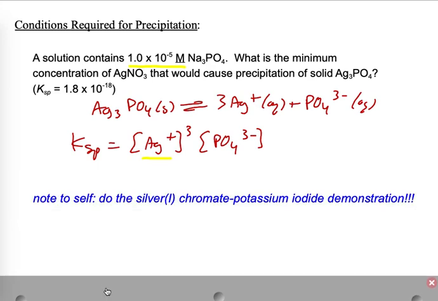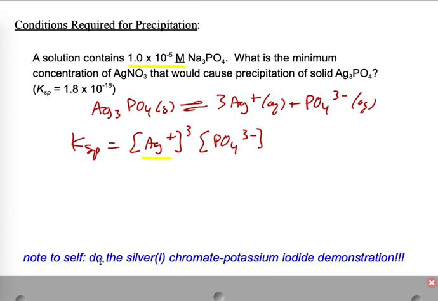Oh, what's that? Note to self, do the silver 1 chromate potassium iodide demonstration. Okay, let's do that in class. It's pretty cool. Glad I left that note to myself.